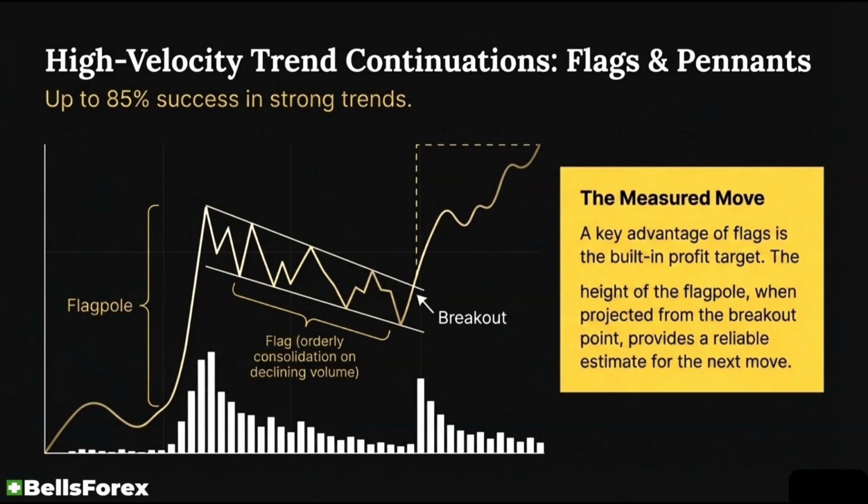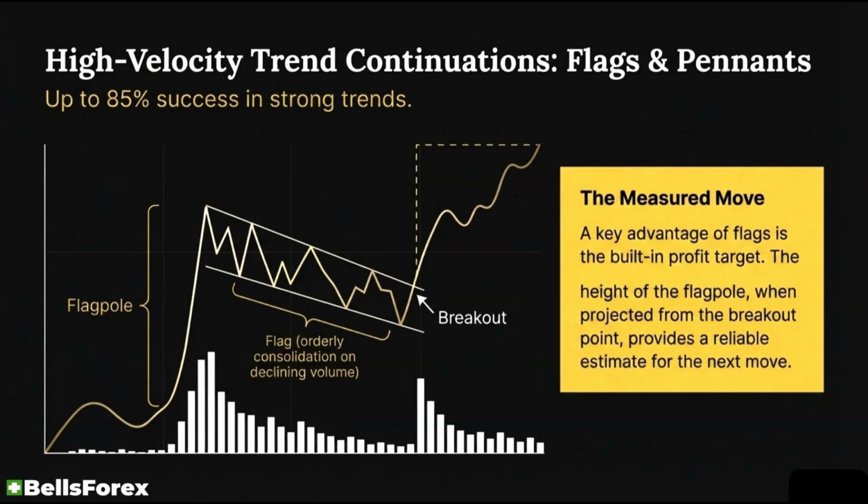And the flag itself is a short, rectangular consolidation that slopes slightly against the trend, so downward for a bull flag. Its defining characteristic, linking back to our volume rules, is that the volume must dramatically decline, often by 40 to 60% during this consolidation. So that confirms it's just profit-taking, not a trend reversal.